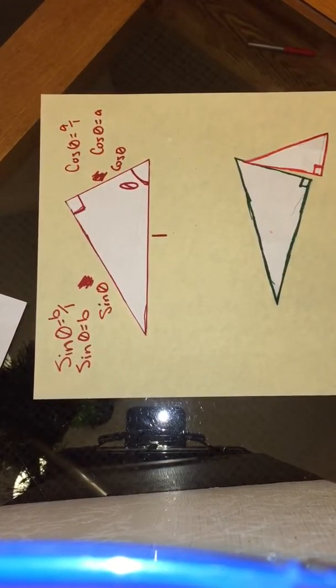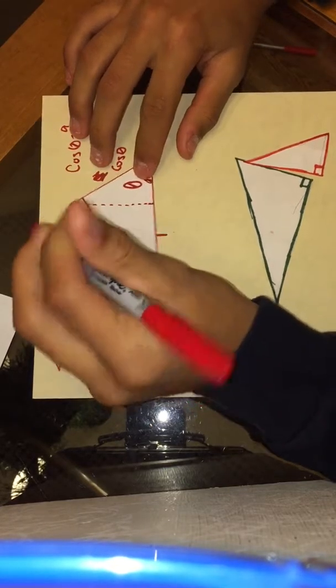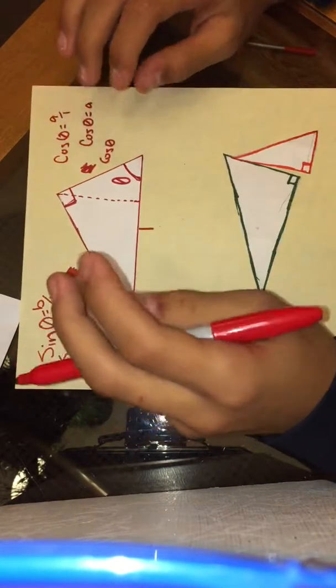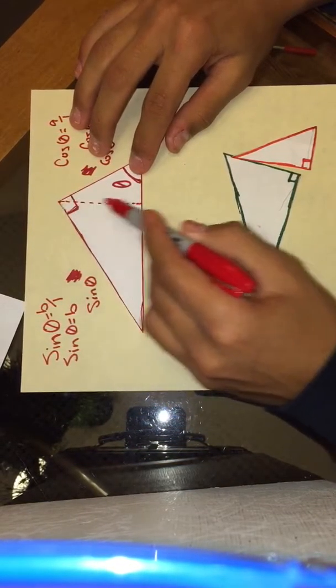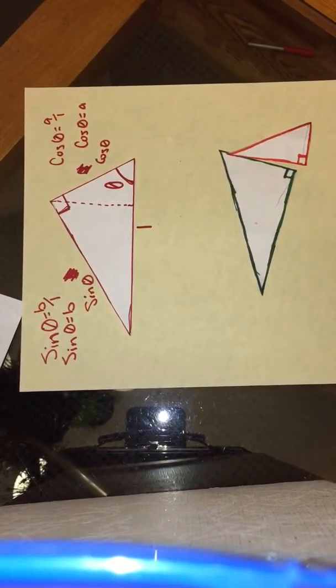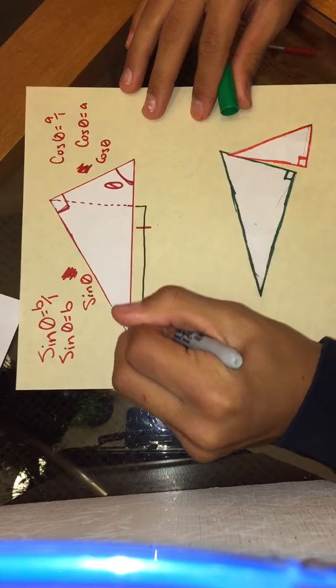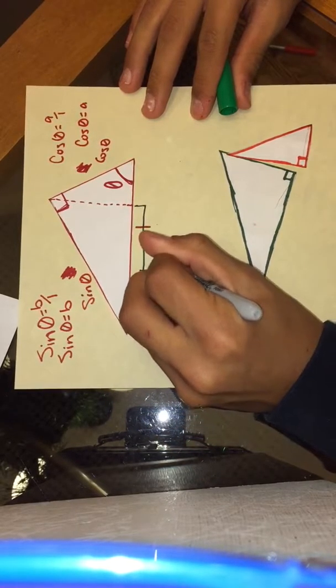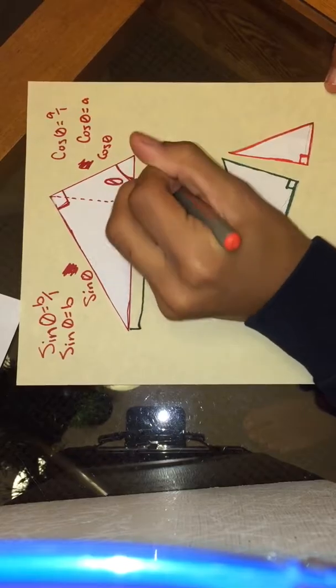So now we find those. Now we have to find the altitude, which starts right here, and it's kind of like an imaginary line that breaks up this original triangle into two similar triangles, one right here and one right here. So now let's take this long side right here and call this X. And let's take the short side and call it Y.